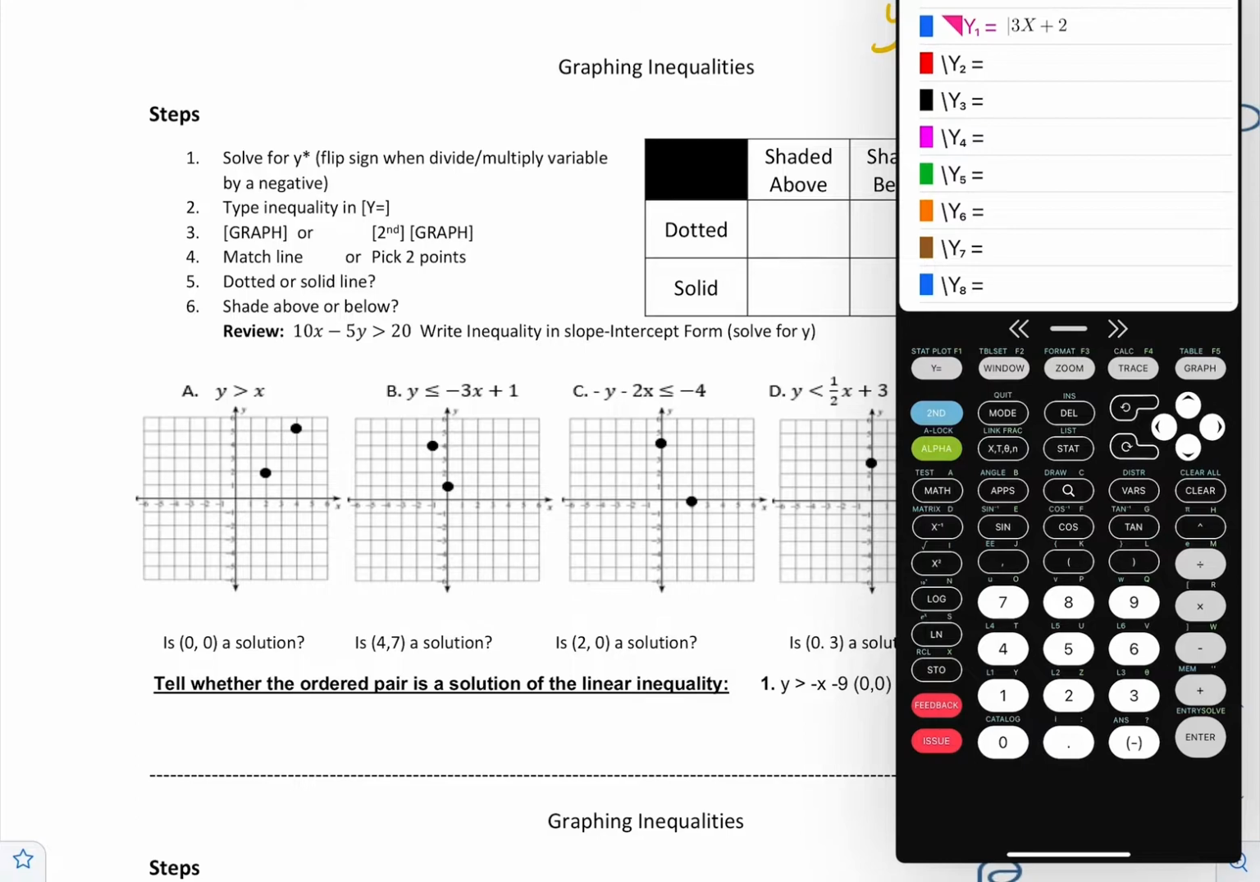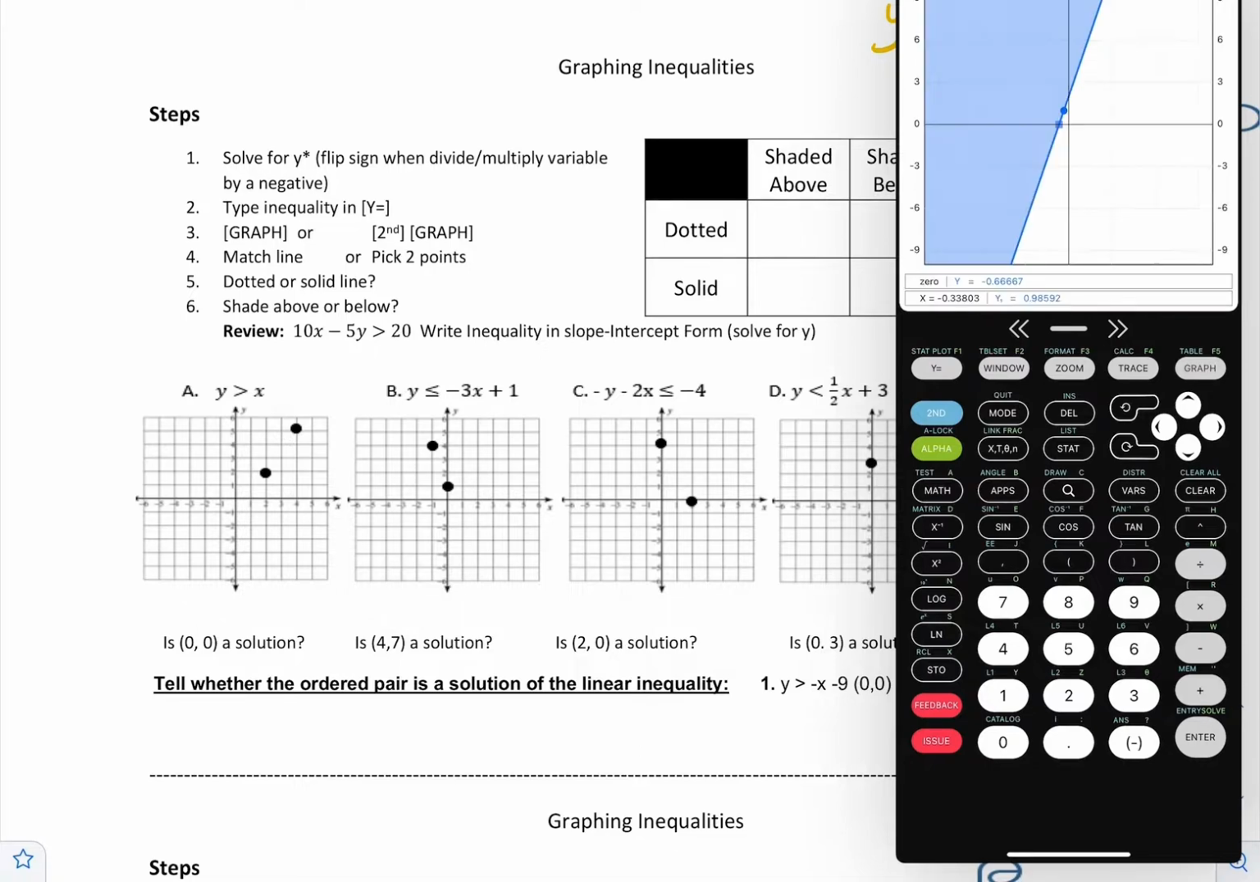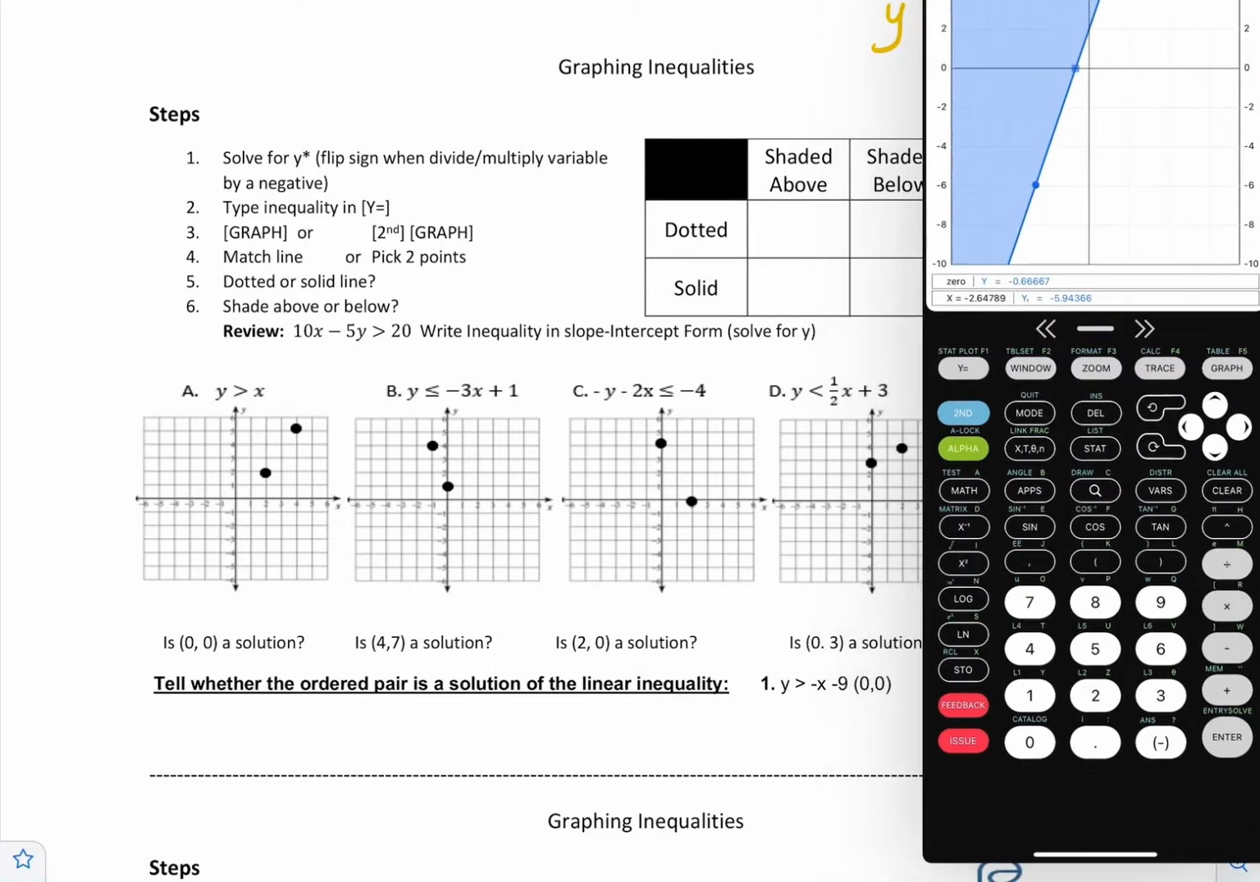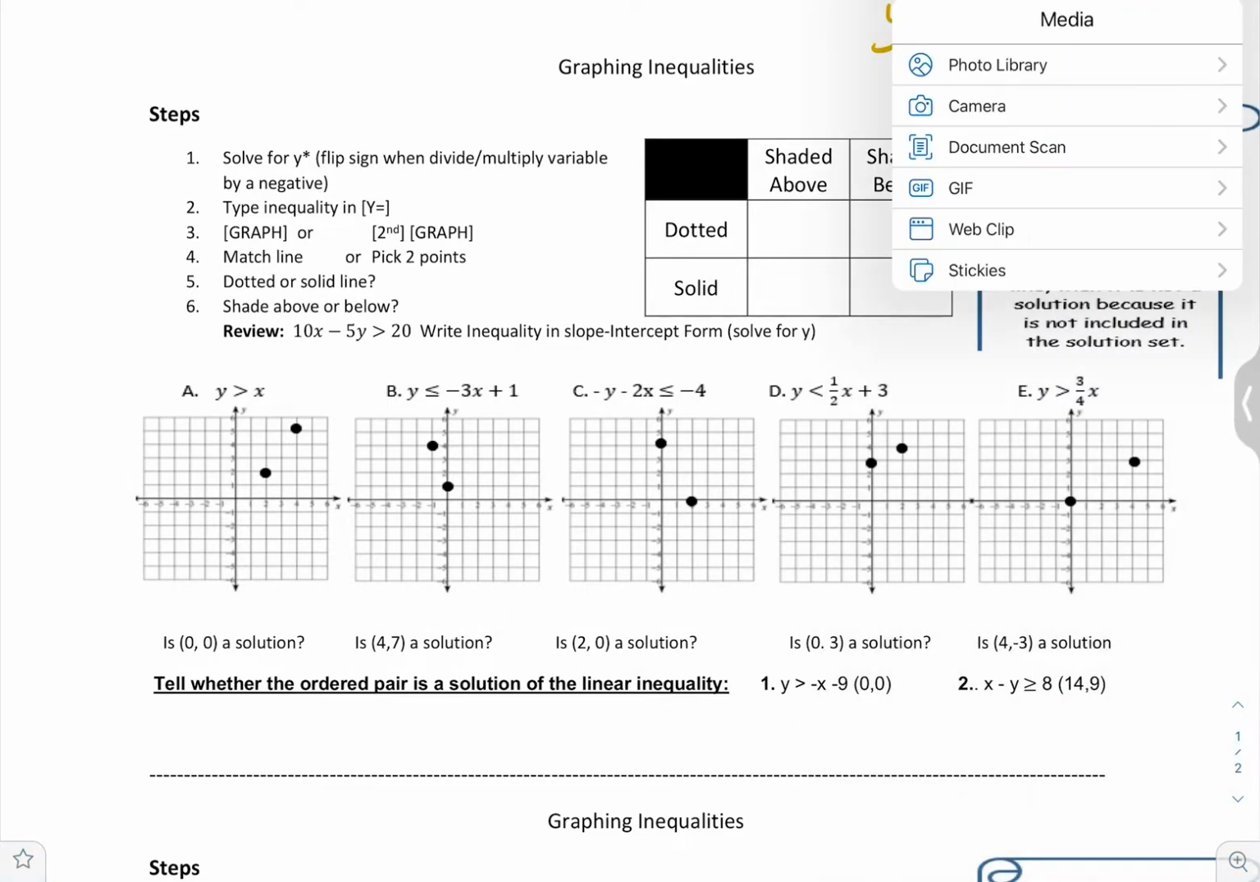And now that I've tapped OK, when I come back over here, I have actually the graph of y is greater than or equal to 3x plus 2. So I press graph. And I no longer just have y equals 3x plus 2. I have y is greater than or equal to 3x plus 2. That's what the shaded region is for here. All right, so suppose I need to graph this.